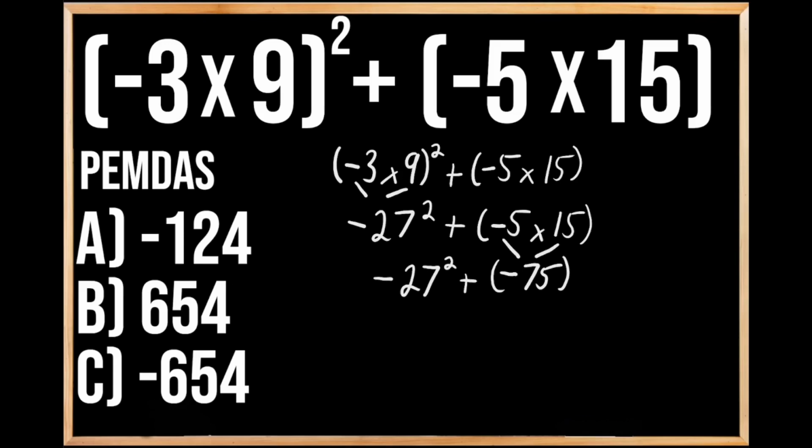So we're going to solve for any exponents here. And here we have the exponent of -27 squared, or -27 to the power of 2. So we're going to be multiplying our base of -27 by itself twice. And since we're multiplying a negative times a negative, we're going to get a positive product. So when we multiply -27 times -27, we get 729. And now we're going to bring down the rest of this problem.